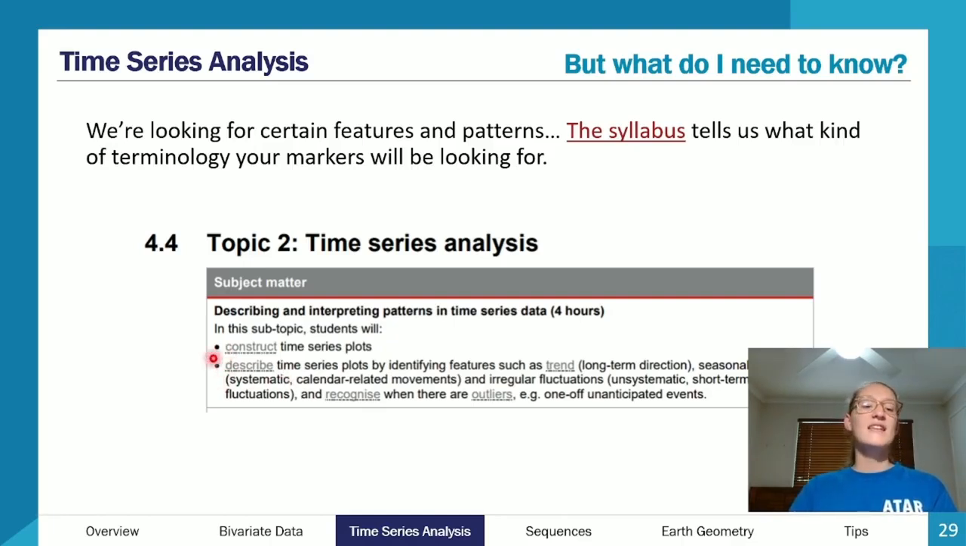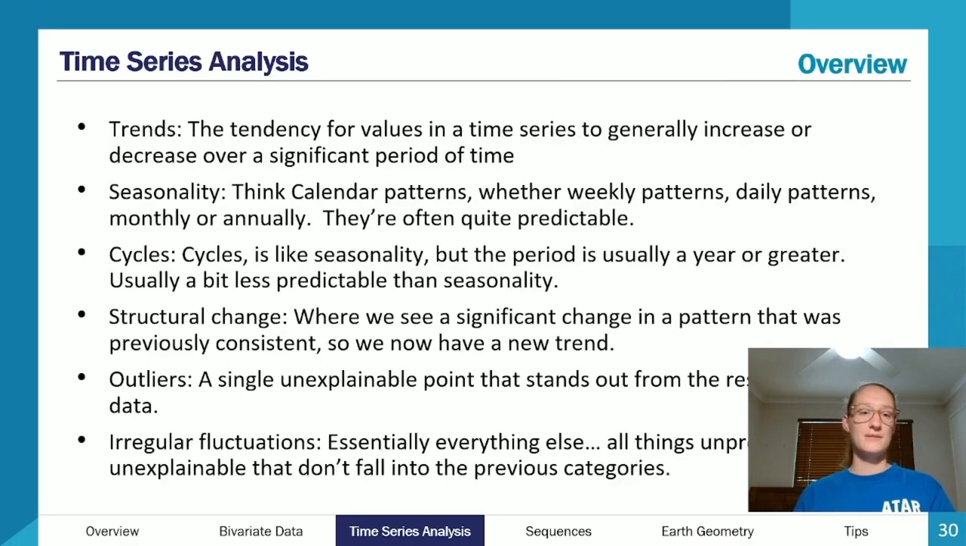And then the second point is that you actually need to be able to describe time series plots by identifying features such as trend, which the syllabus defines as long-term direction, so that overarching pattern. Seasonality, which is systematic calendar-related movements, irregular fluctuations and also outliers. So you can see all of the different terminology that, if in an exam question you were asked to discuss a time series plot, this is the language they're really expecting you to be able to bring in. And this, again, if you want to take a screenshot or download the slides, is just a really helpful condensed summary of what each of these are.